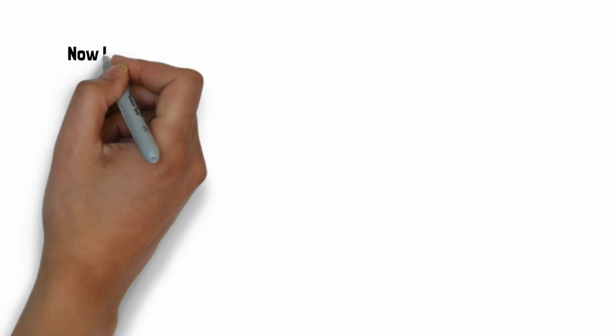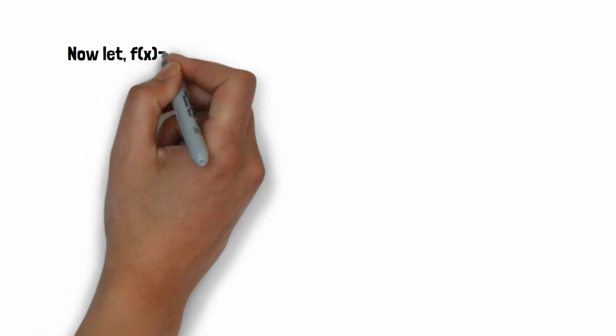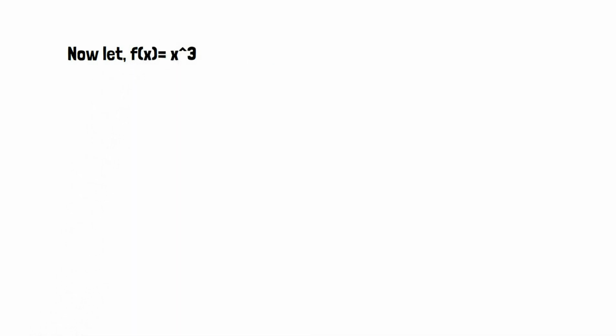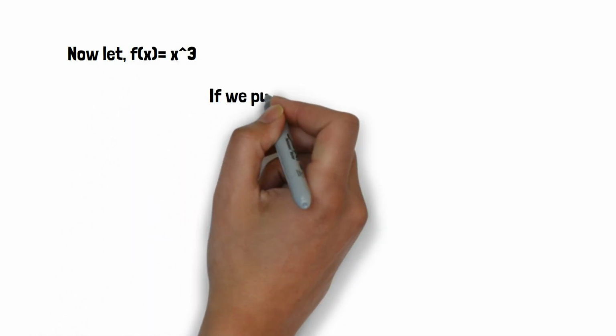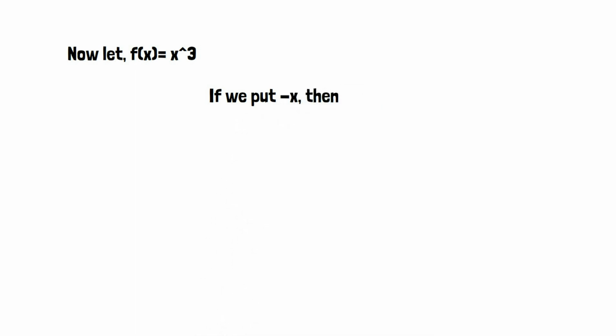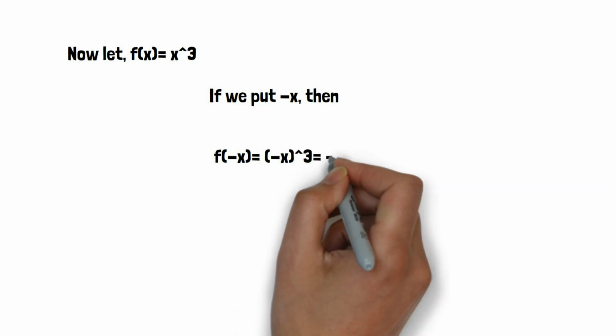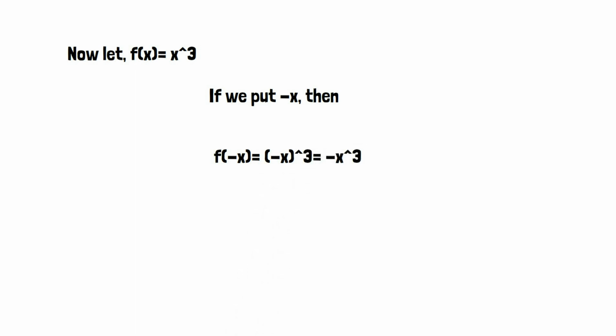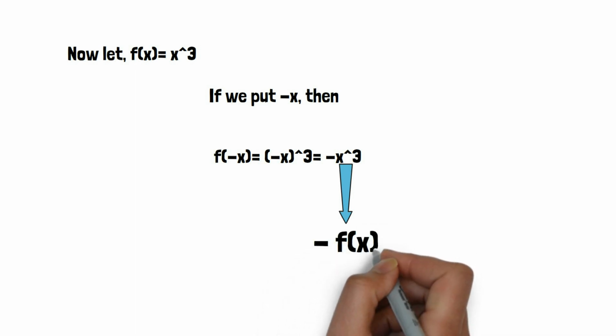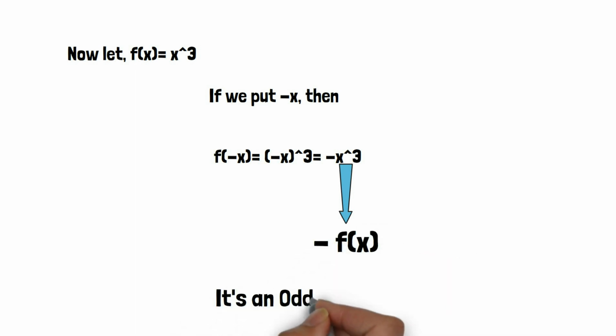Now let's take another example. For example, f of x is equal to x cube. If we here put negative x, then f of negative x is equal to negative x cube, and it is equal to negative f of x. So it's an odd function.